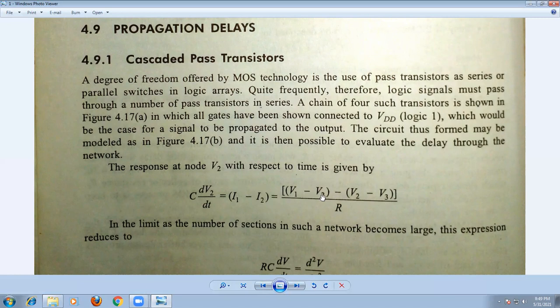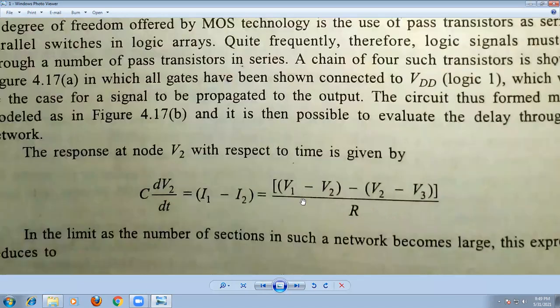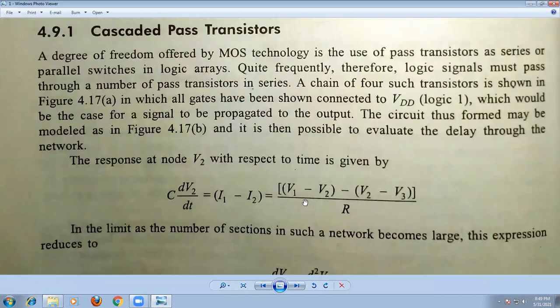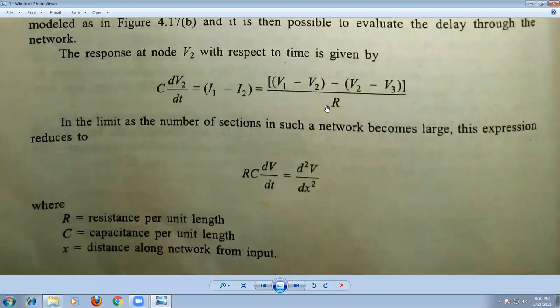Now, for example, assume that the number of sections is very, very large. Then within the limit, as the number of sections in the network becomes large, this expression can be replaced by R into C, cross multiplying, because the number of sections becomes so large. So we can represent RC into dV by dt.